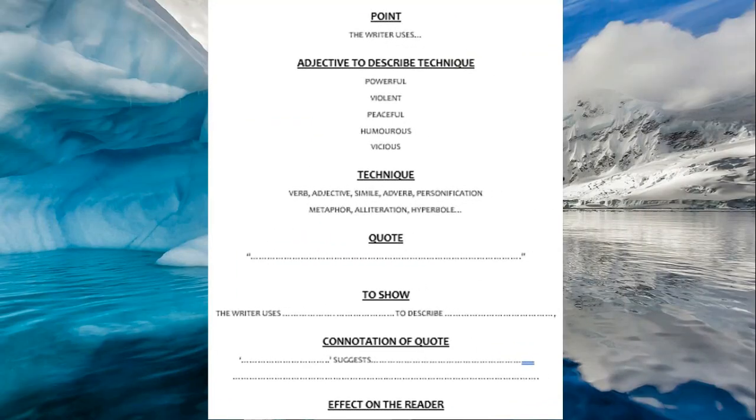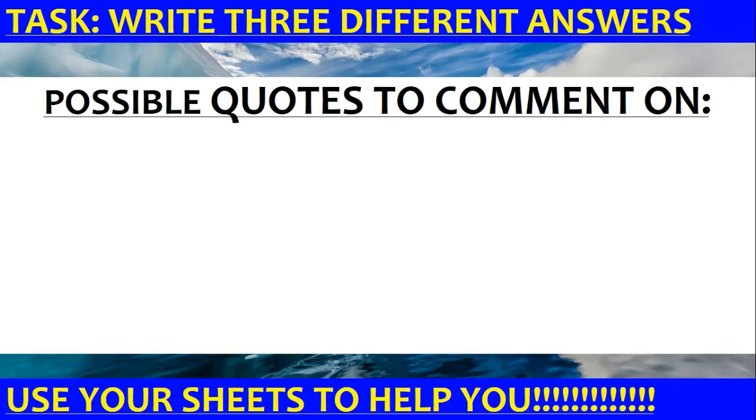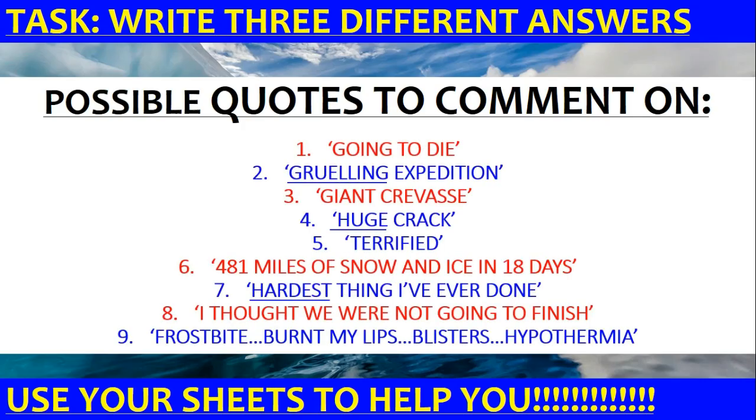So here's a sheet, and it's available on the college website through Moodle. It's point, technique, quote, connotation of quote. So what I want you to do now is try and write 3 different answers for that first column. And if you need help on quotes, here are some quotes I would say to use.